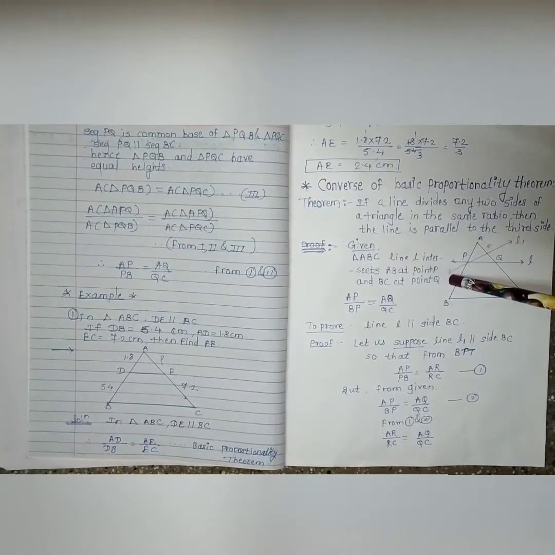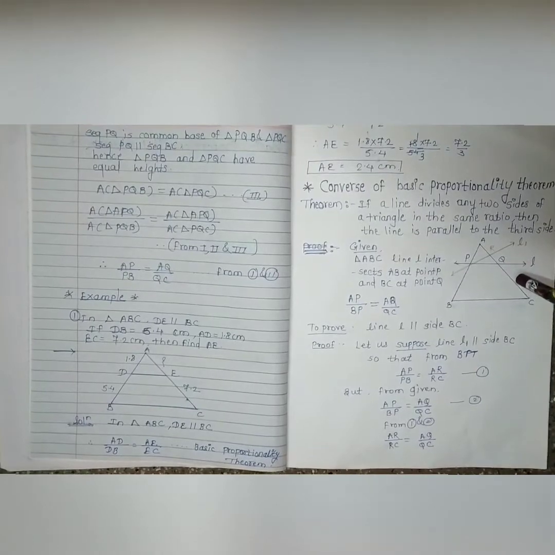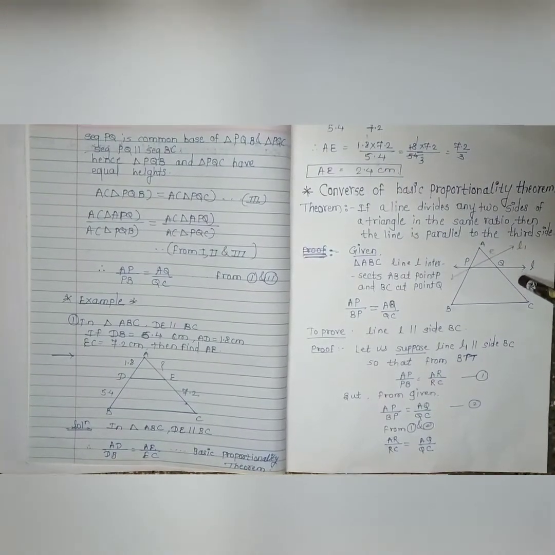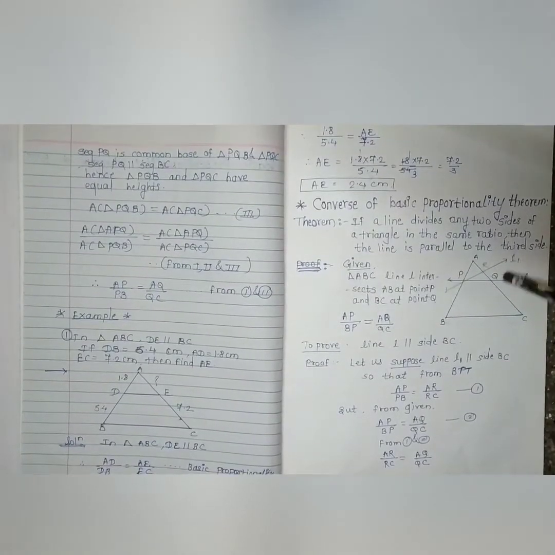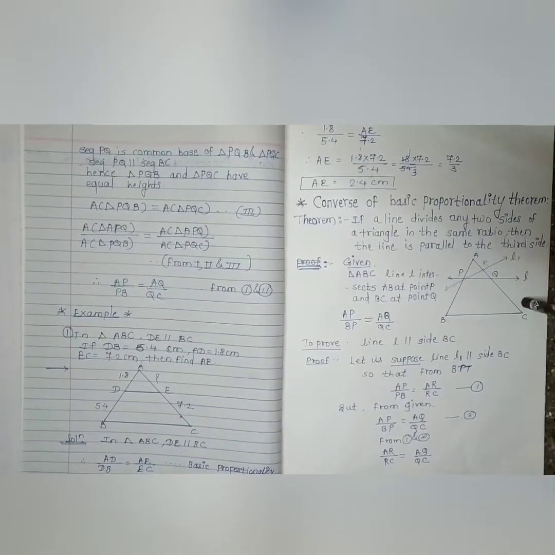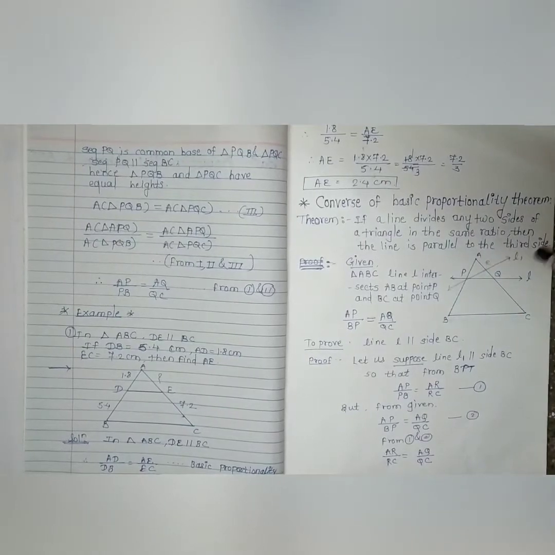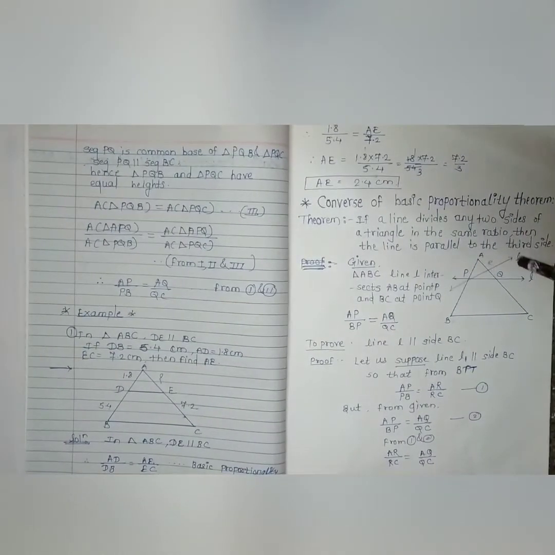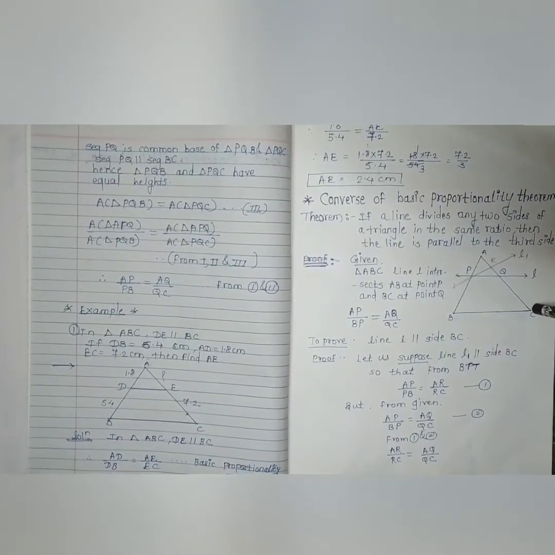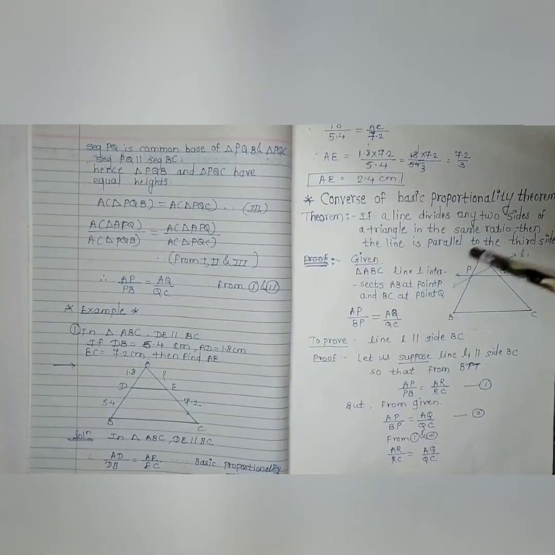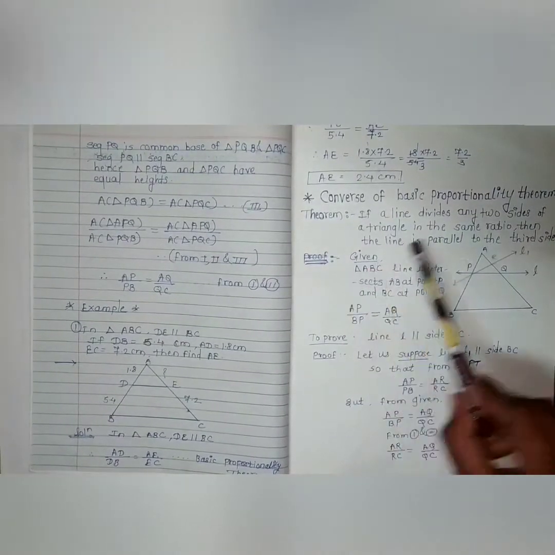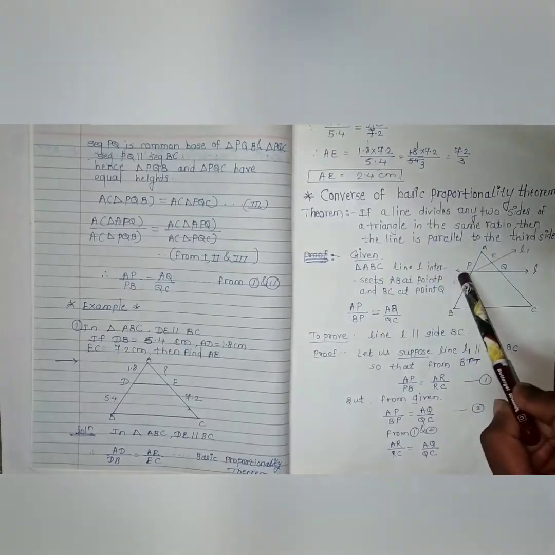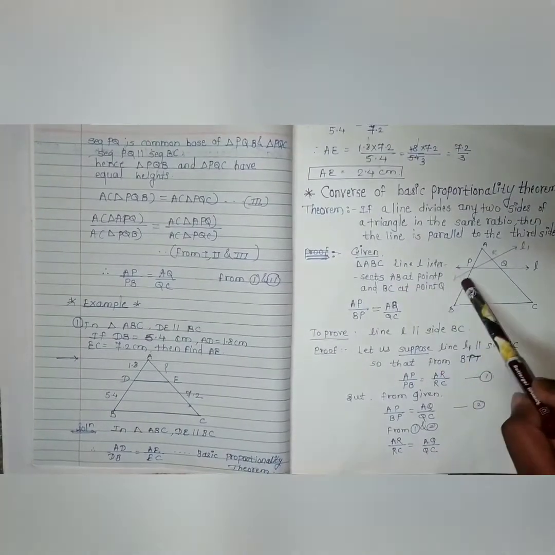We prove the converse of the basic proportionality theorem by using the contradiction method. Contradiction method means we assume a wrong assumption. What do you have to assume? A wrong assumption. In this proof, the assumption is that L1 is parallel to BC, but see the figure, line L1 is not parallel to BC. But we have to use the contradiction method, therefore we make the assumption.